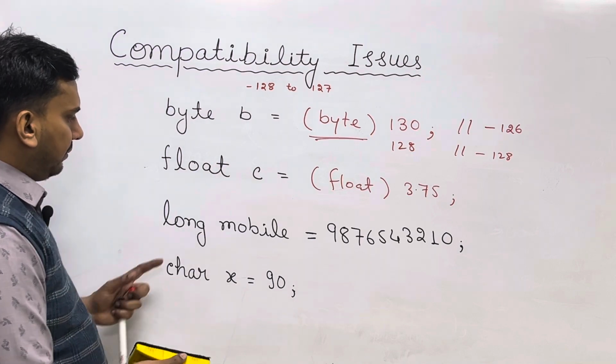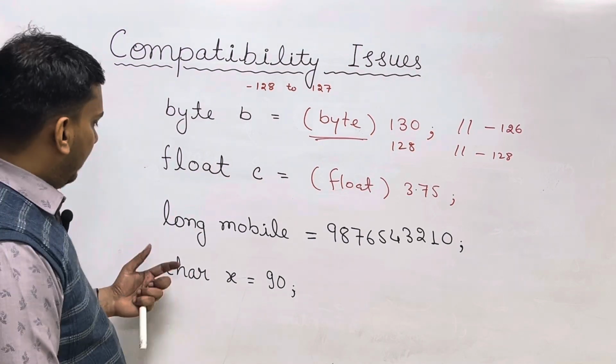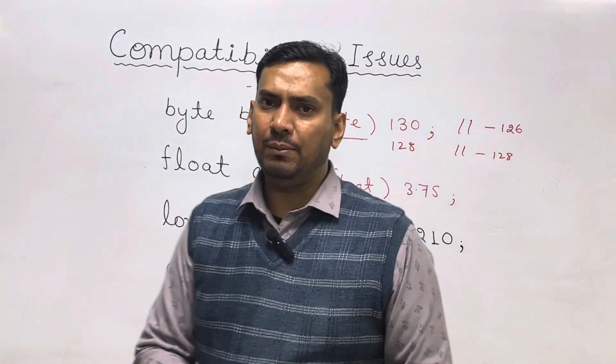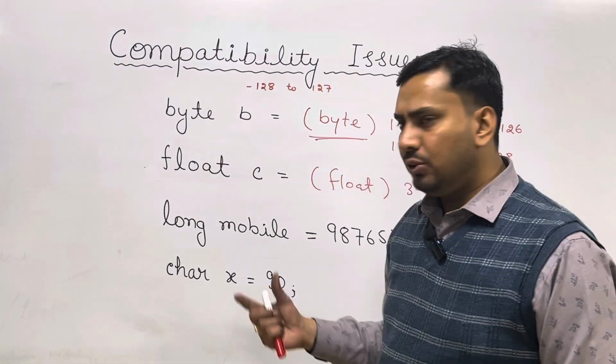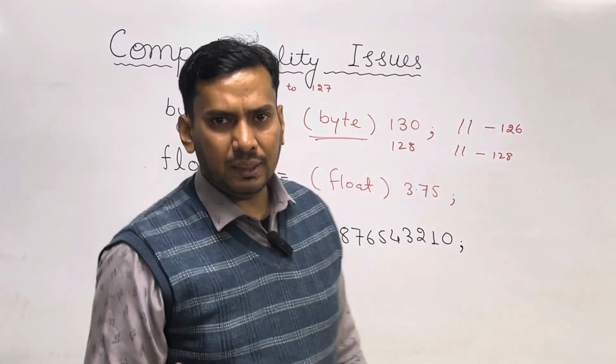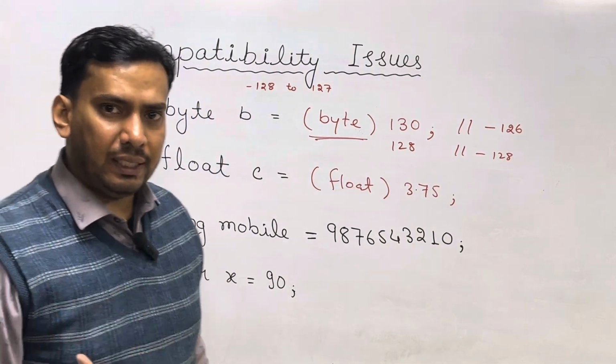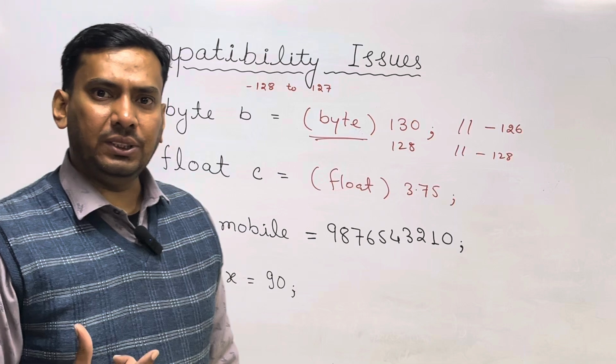Then the third one is for long. Now, let us understand this with an example of a mobile number. If I have to store a mobile number, so a mobile number or Aadhaar number is a 12 digit number, a mobile number is a 10 digit number, your credit card number can be a 12 to 16 digit number.